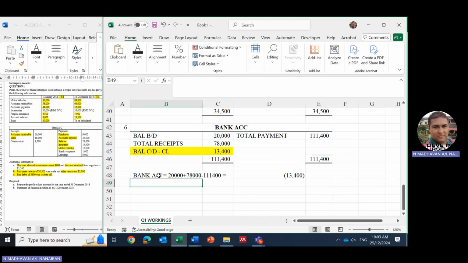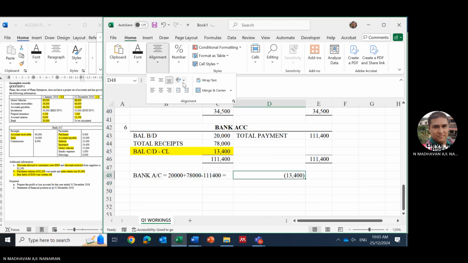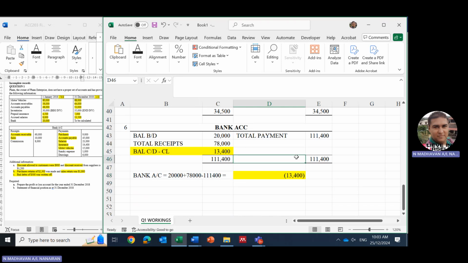You can also do like this. No problem. Up to you. You want to do maths? You want to do ledger? It's up to you. Workings. Are you with me? Awesome.